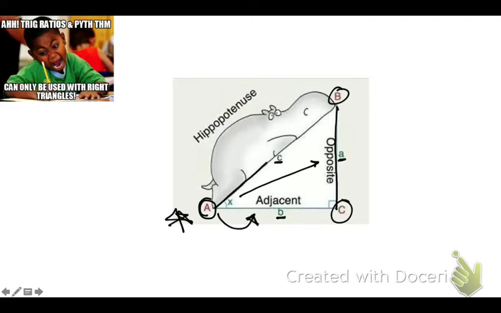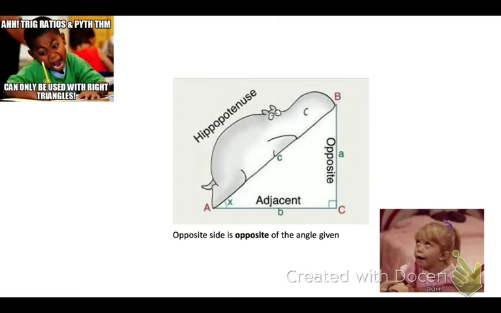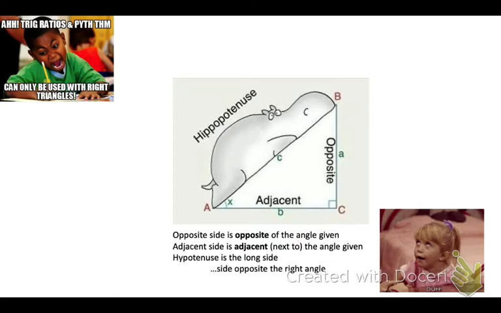And then the hypotenuse, or hippopotenuse, oh my goodness. Okay, is the longest side, or the side opposite the right angle. And this should be review. You should know this, but it's good to talk about it, okay? So let's get into solving this. Opposite side is opposite of the given angle, duh. Adjacent side is next to it, and hypotenuse is the long side. Okay?